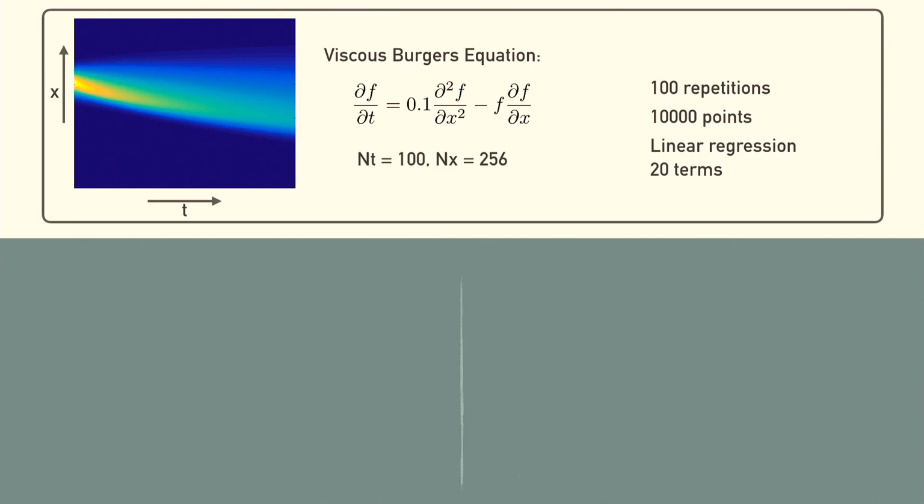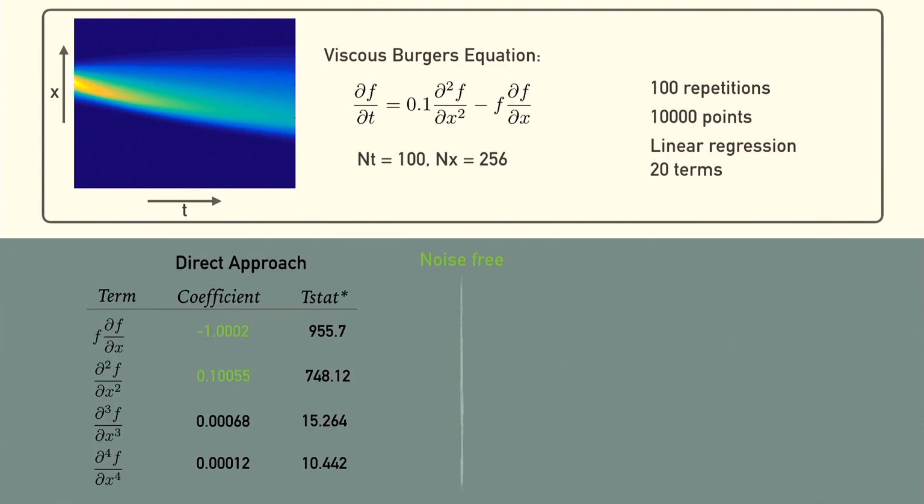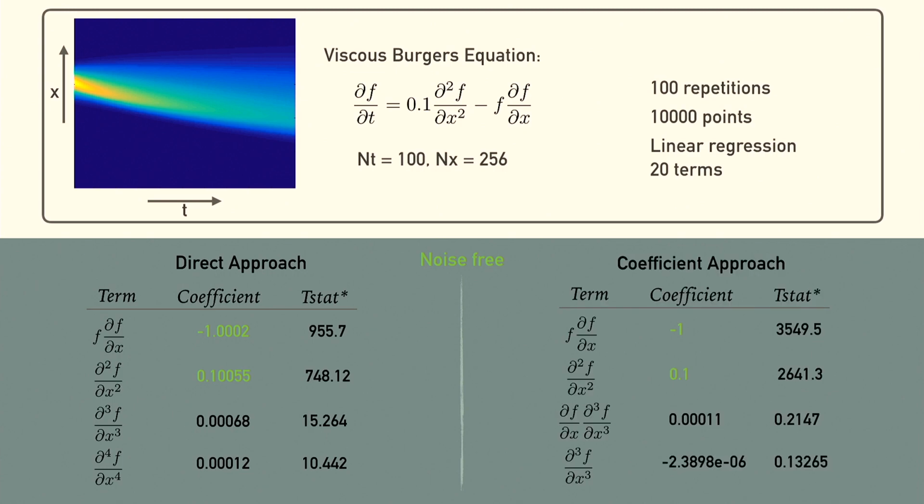So let's go into a bit more detail with a given example. Here we have data taken from a viscous Burgers equation with certain parameters. Here's space and then evolution through time. First, we can have a look at the noise-free approach. Here I'm not using a sparse regression, just classic linear regression, and I repeat it 100 times. We can then look at the coefficients estimated and get an idea of the stability through a t-statistic type measure. We see that the direct approach works reasonably well. Then we look at the coefficient approach, and we see again that it's working. Interestingly, we get the coefficients down to machine accuracy here.